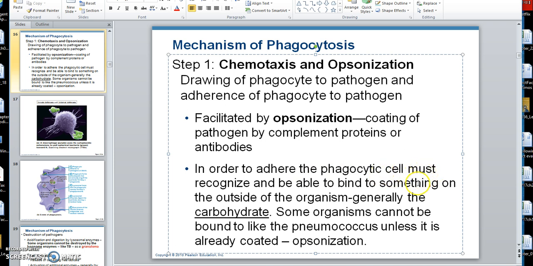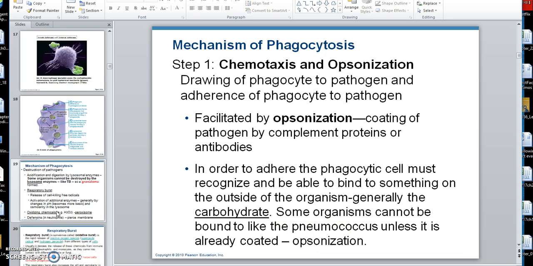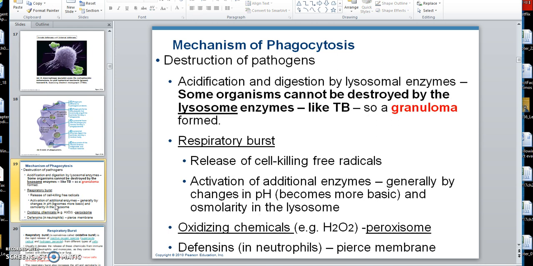In order for the phagocytic cell to adhere, it must recognize and be able to bind to something on the outside of the microorganism. That's generally a carbohydrate. Sometimes the microorganism doesn't have those carbohydrates, and it's very slippery, so it's very difficult to bind to. We'll talk about that. Once the binding has occurred, enzymes in the phagocytic cell attempt to kill the microorganism. And there are several. Remember the lysosomes and so forth.